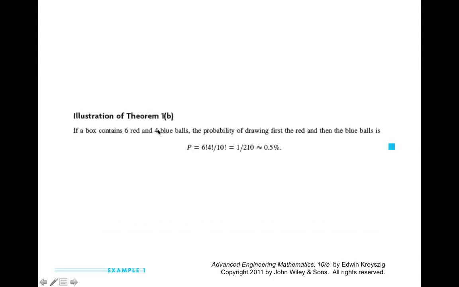So as an example, if a box contains 6 red balls and 4 blue balls, the probability of first drawing the red and then drawing the blue is 6 factorial times 4 factorial over 10 factorial, which is 0.5%.